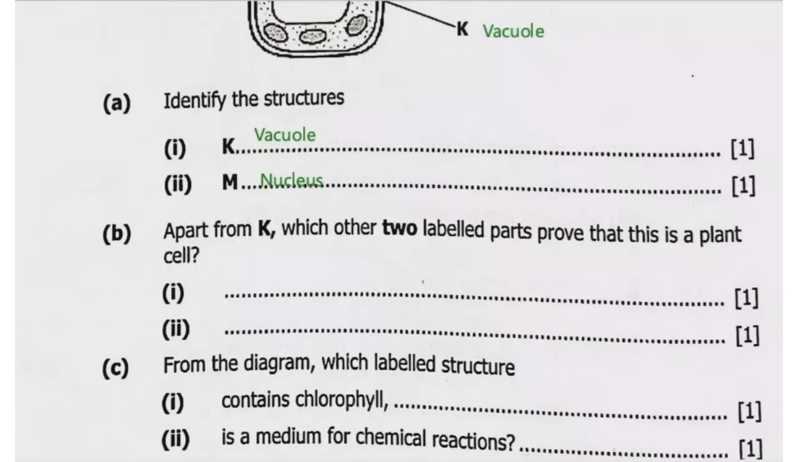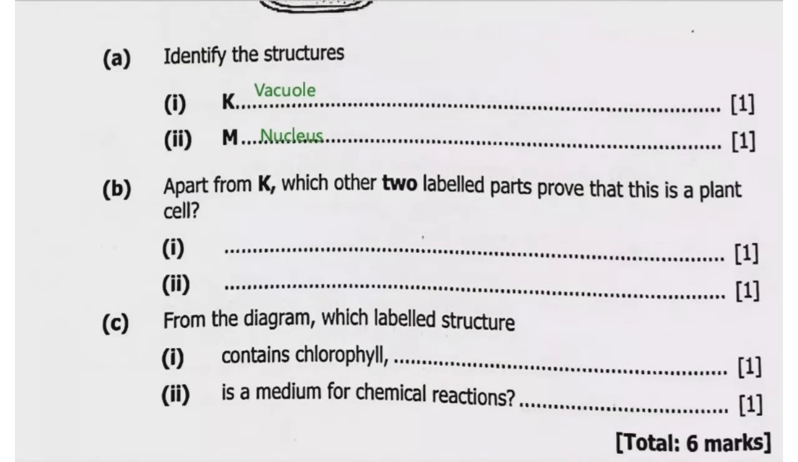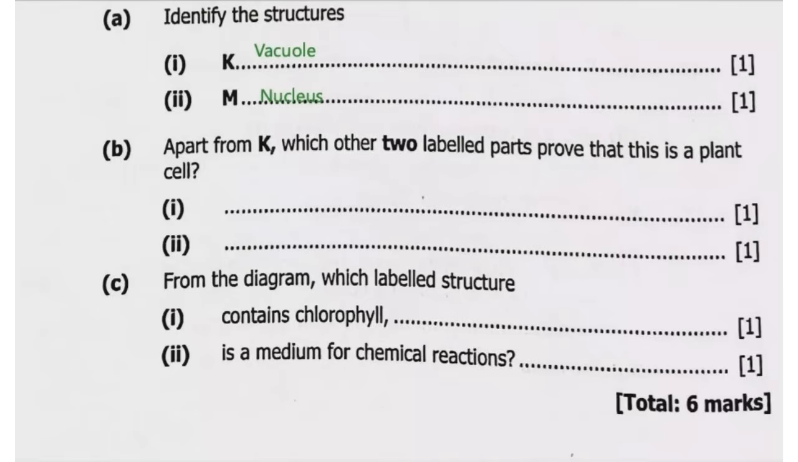Then we come to question 3B, which is: apart from K, which other two labeled parts prove that this is a plant cell? I didn't go through this paper. I'm just answering it now. You see? So again, it's giving us the same activity we did.